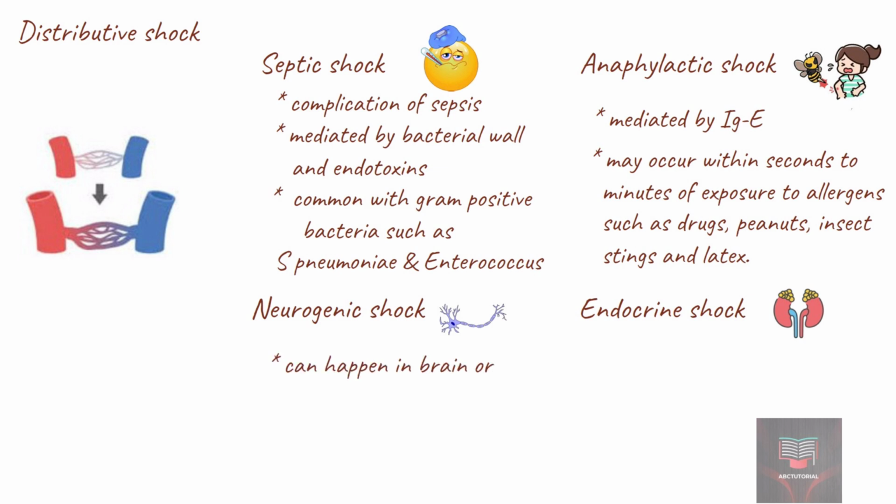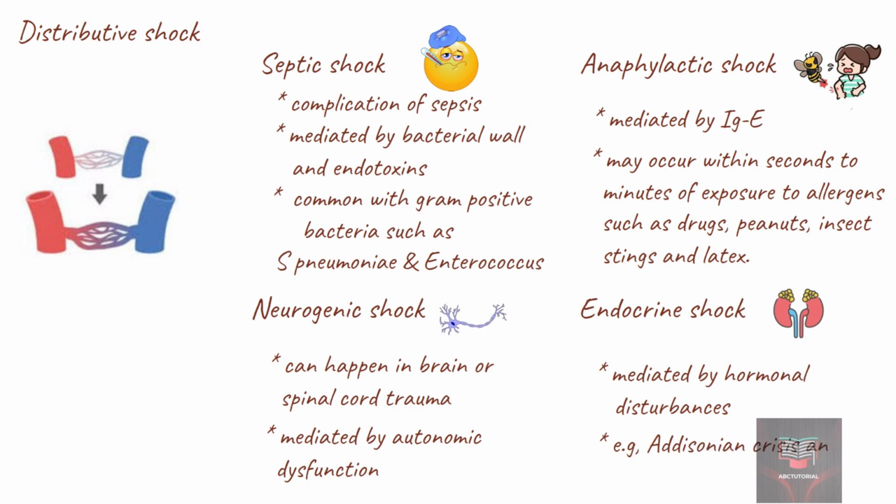Neurogenic shock can occur in the setting of trauma to the spinal cord or the brain. The underlying mechanism is the disruption of the autonomic pathway resulting in decreased vascular resistance. Endocrine shock is due to underlying endocrine etiology such as Addisonian crisis and myxedema.